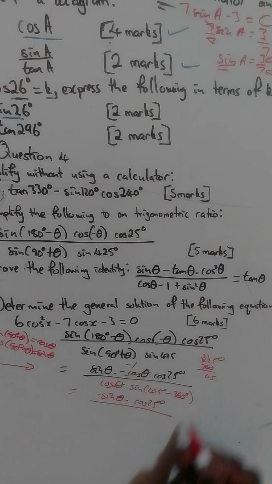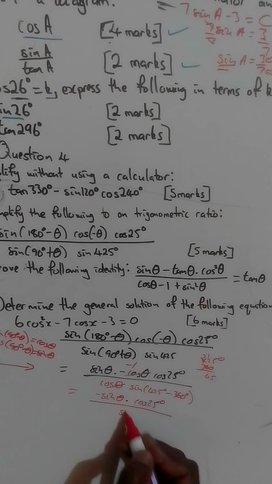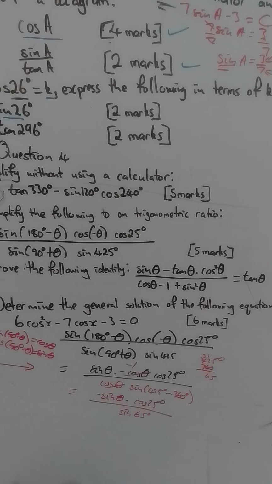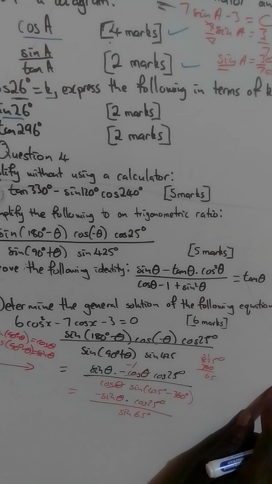12 minus 6 is 6. So I've got sin 65 degrees. Now, remember, there is something that you were taught in grade 8 about complementary angles. Complementary angles are angles which add up to what? To 90 degrees.